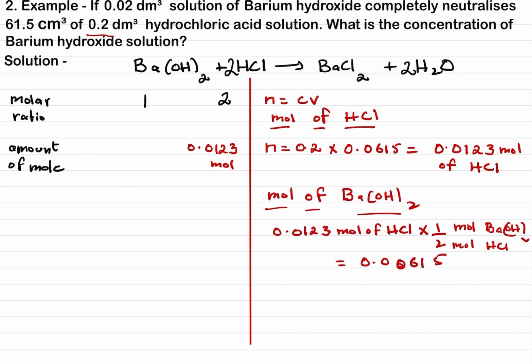When we do that, we get the answer as 0.00615. Sorry, this is the moles of barium hydroxide. So we can write it down there. So this is Ba(OH)2, 0.00615 mole. So there we have found the moles of barium hydroxide. The coefficient of hydrochloric acid was 2 and barium hydroxide was 1. So we used the moles of HCl and the coefficients of HCl and barium hydroxide, that is 1 by 2, and we found the moles of barium hydroxide.